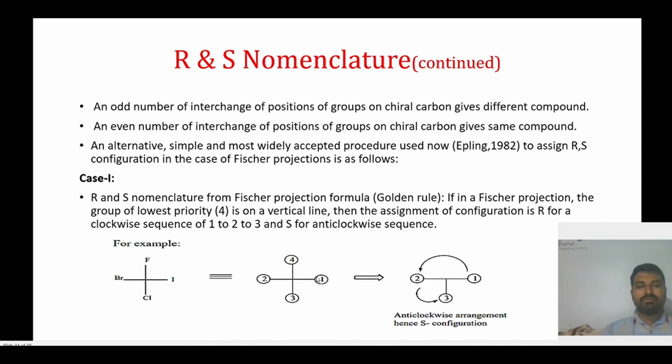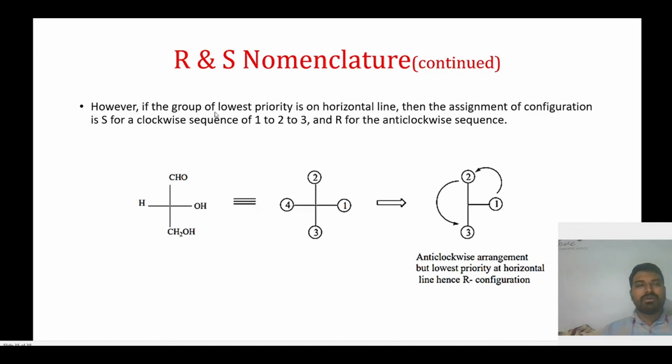Now we have given the first, second, third and fourth priority. Now we go through 1, 2 and 3 likewise. This is anti-clockwise, so it is S configuration. However, if the group of lowest priority is on the horizontal line, then the assignment of configuration is S for a clockwise sequence of 1 to 2 to 3 and R for the anti-clockwise sequence.